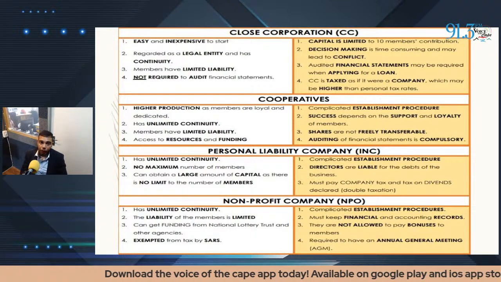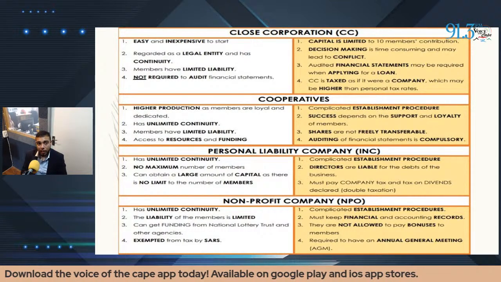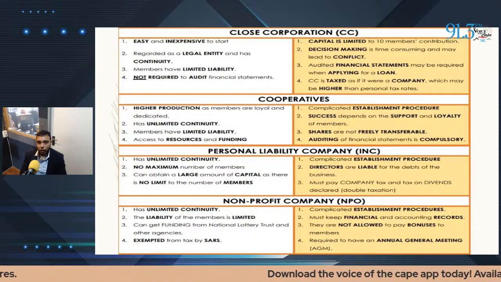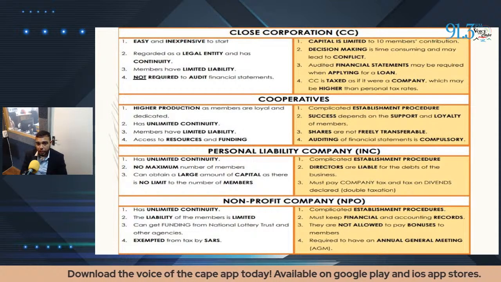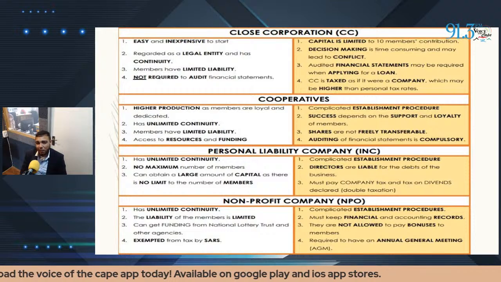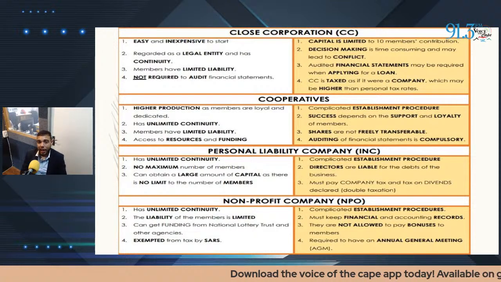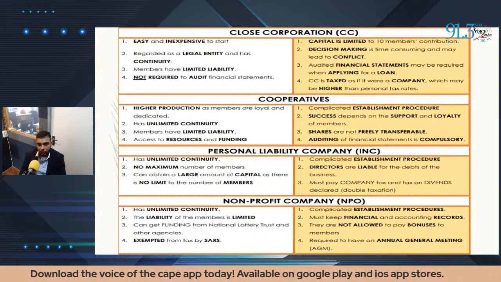So advantages again: it is regarded as a legal entity and has continuity, because if one member dies, the other members continue the business. Not required to audit financial statements. Disadvantages: capital is limited to the 10 members' contribution. Decision making is time consuming and may lead to conflict. Audited financial statements may be required when applying for a loan. A CC is taxed as if it were a company, which may be higher than personal tax rates.